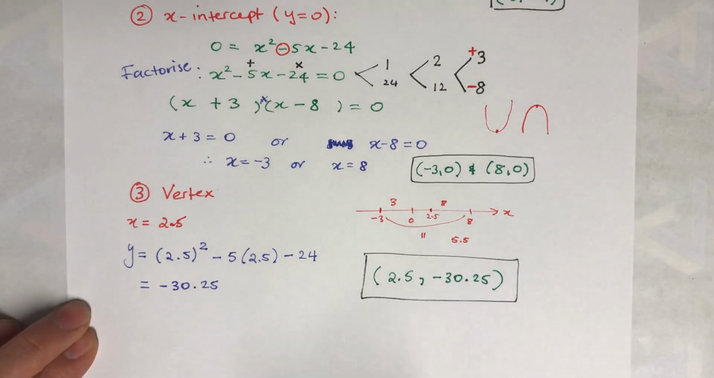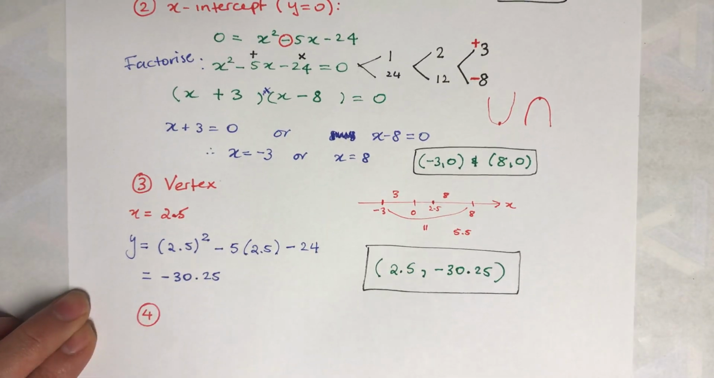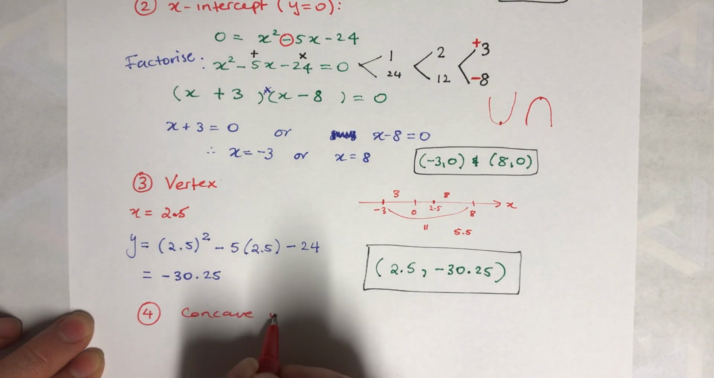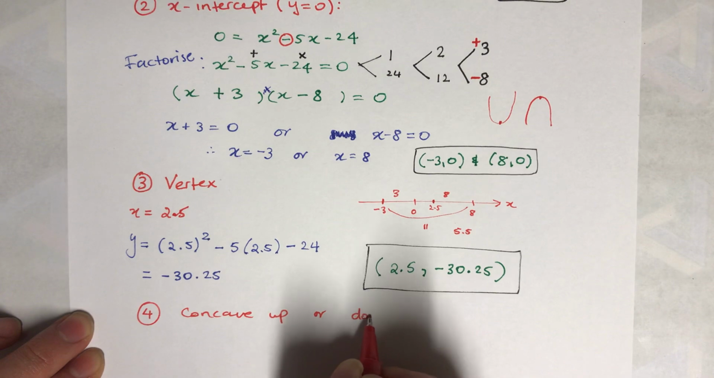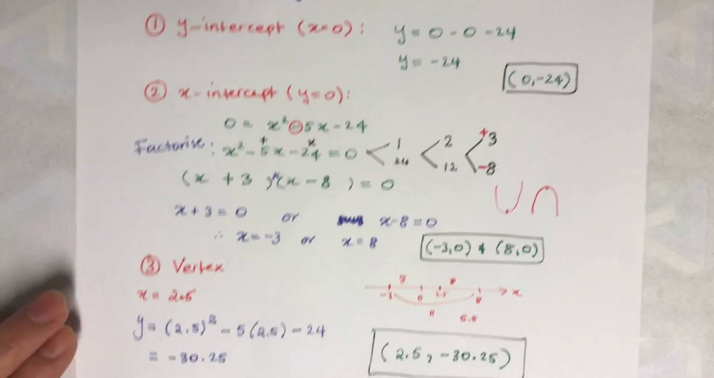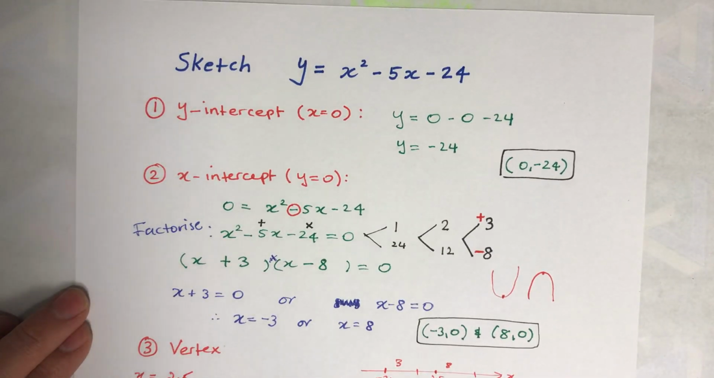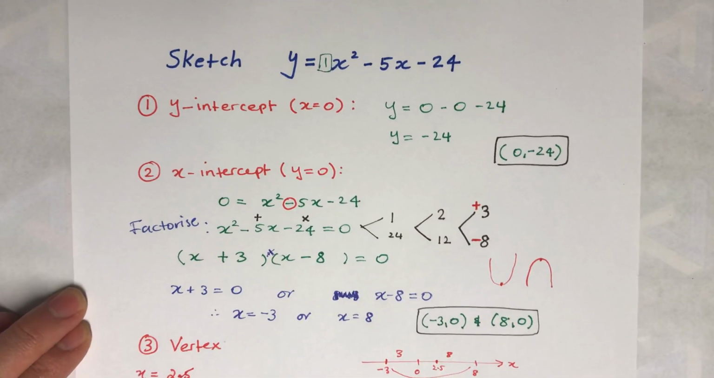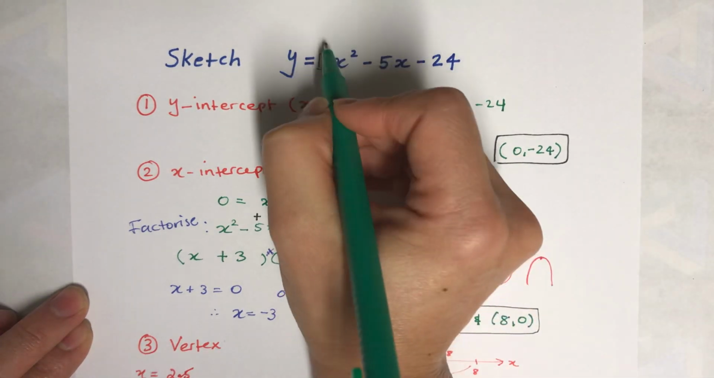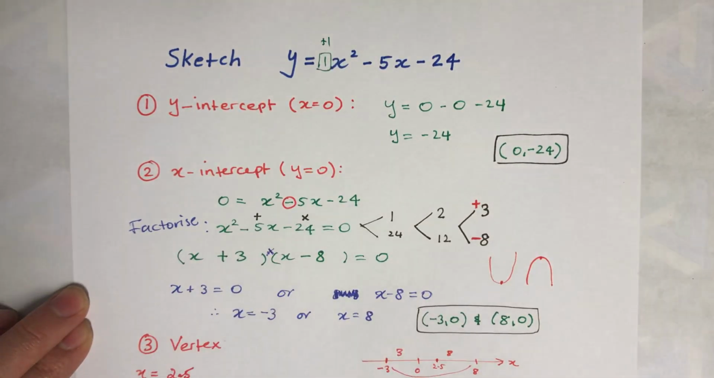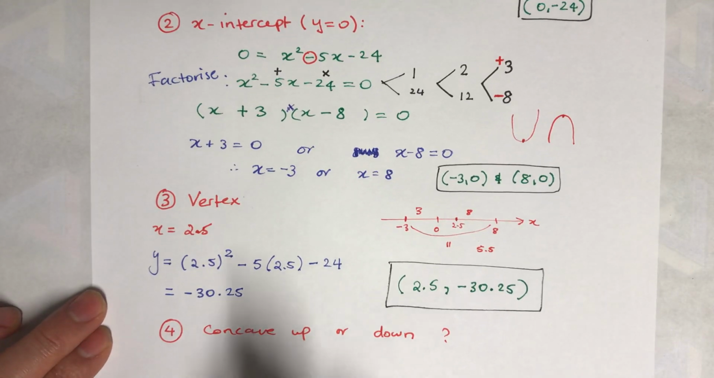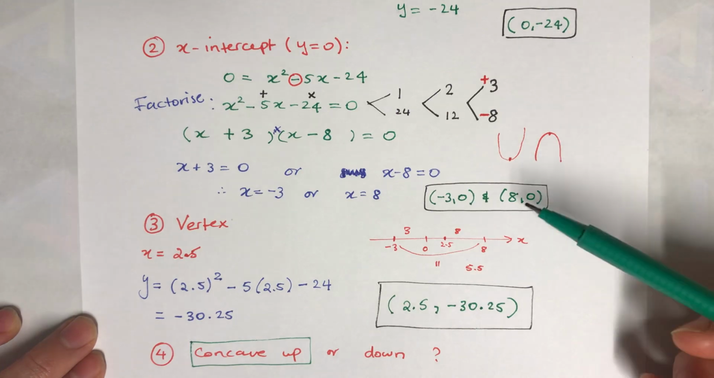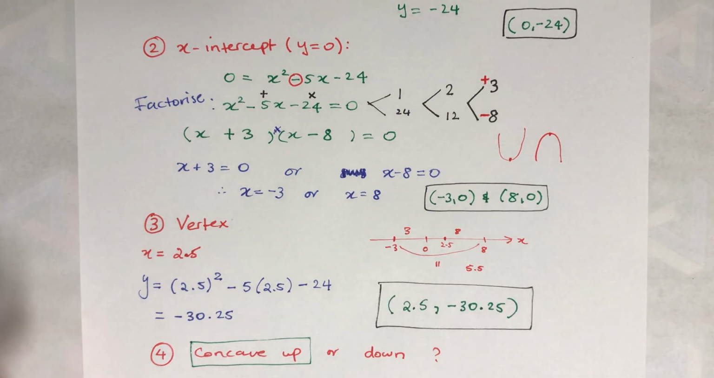Okay, number 4. Is this parabola concave up or down? So let's have a look. Now I know for a fact there's a 1 there. You can't see it, but we know it's a positive 1. Therefore, it's concave up. So we've got all the information we need to sketch the parabola.